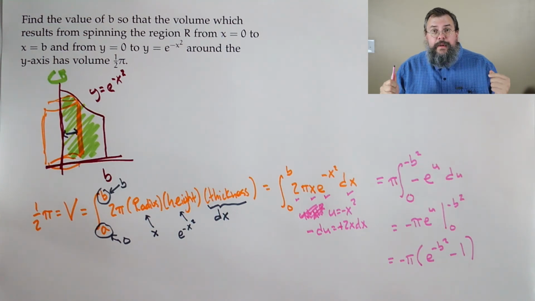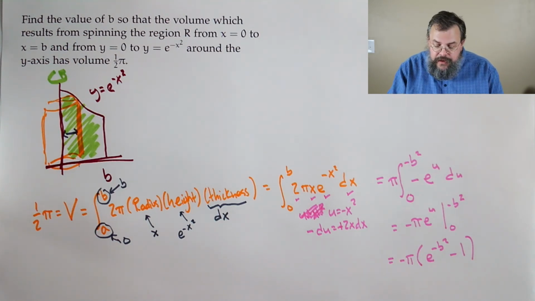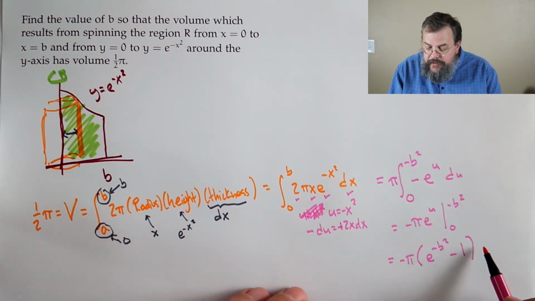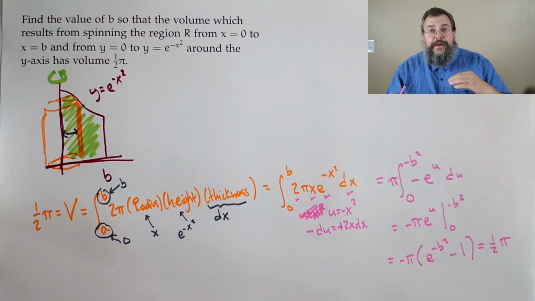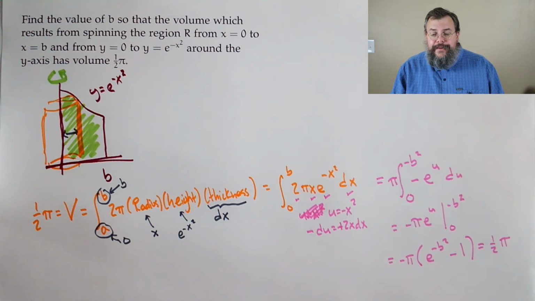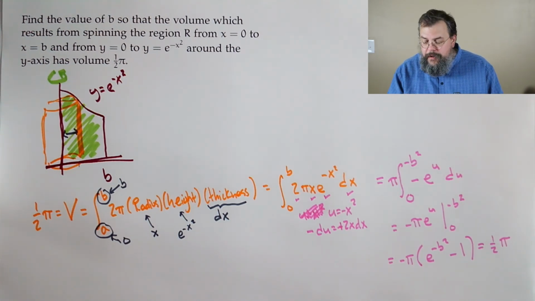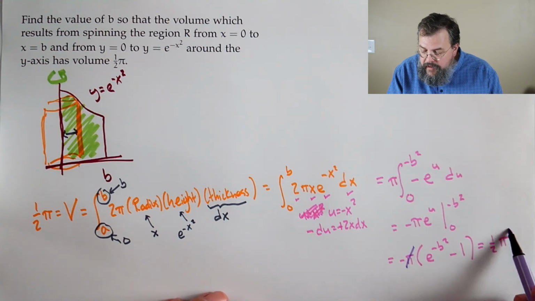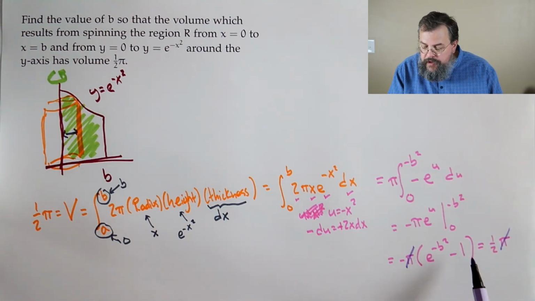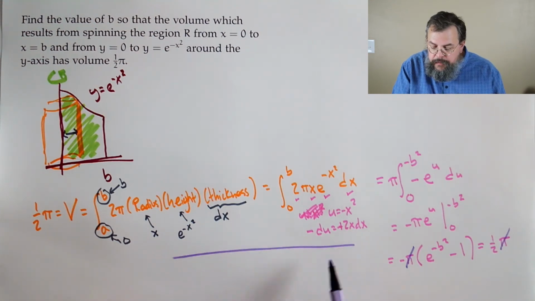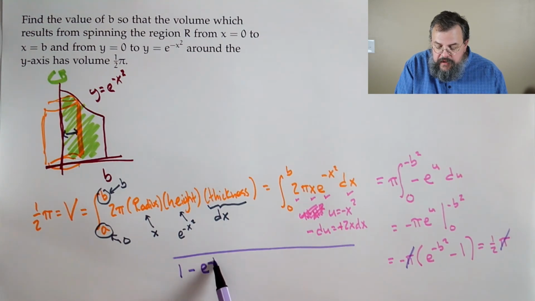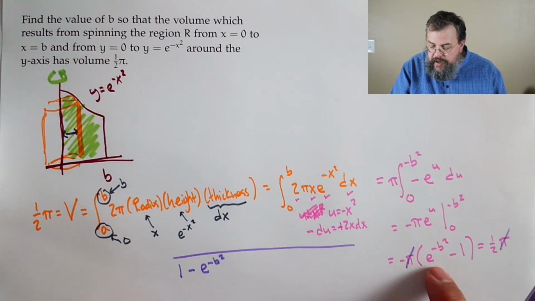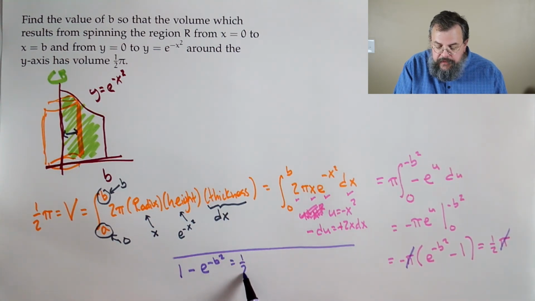Okay, so let's remember where we're at. This is equal to, working our way back, 1/2 pi. Okay, now we're ready to clean up and get our answer, which is good because we like to get an answer. So let's see, what can we do? Well, we can cancel some pi's. Woohoo! That's nice. And if we multiply the minus through, we have minus minus 1 makes 1 minus e to the minus b squared, right, because the minus goes through, equals a half.